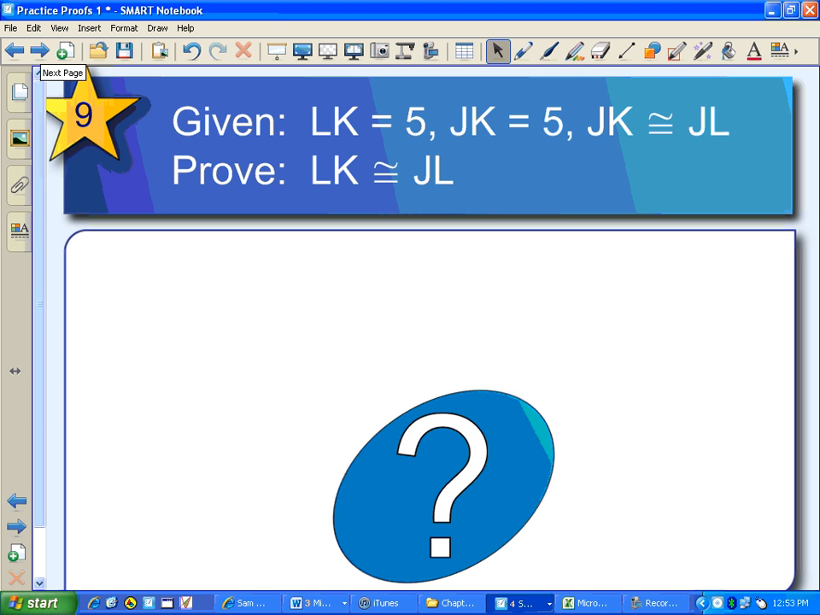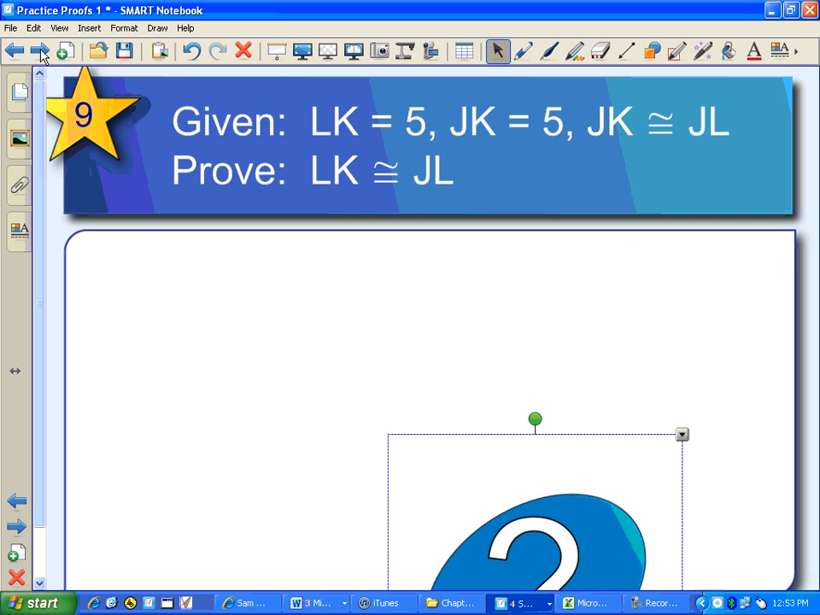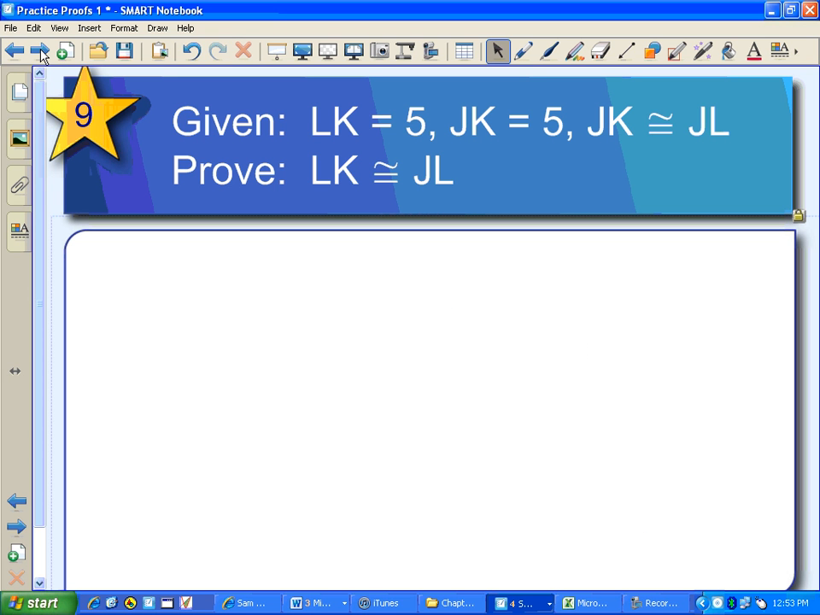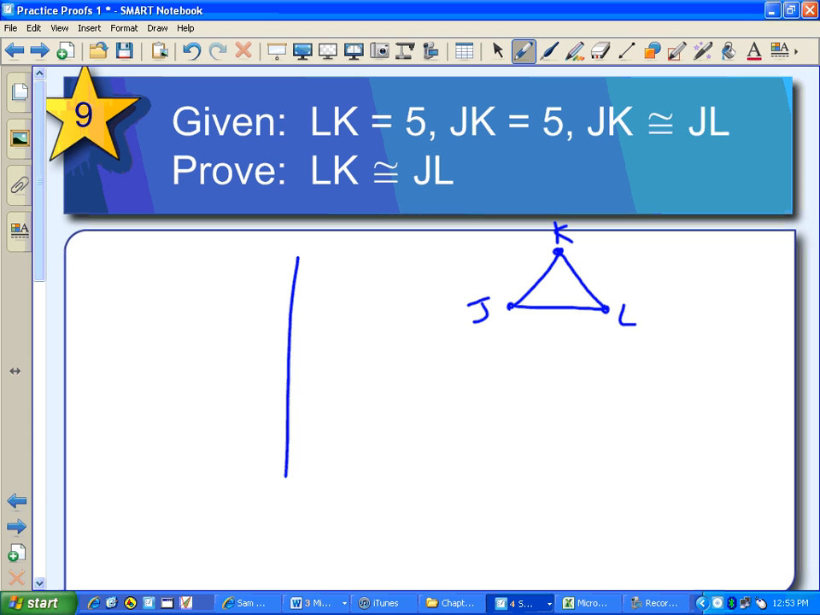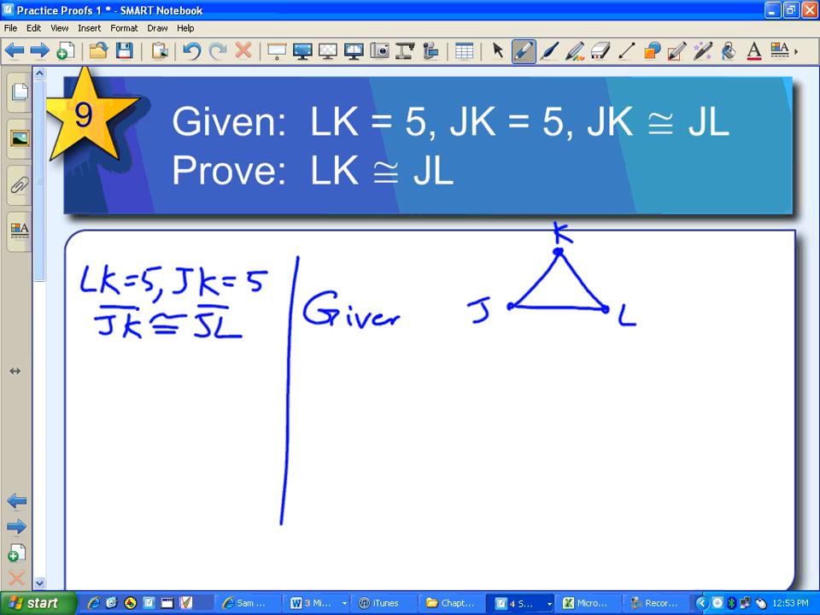Okay, let's do another one. Now, up in the givens, it doesn't say anywhere that these are collinear points, so I don't want to make an assumption that they are. So I'm going to make sure that I set them up as non-collinear points. It might turn out that they end up being collinear, but for my picture, unless I'm given that, I don't want to make that assumption. They tell me that LK is 5. They tell me that JK is 5, and they tell me that JK is congruent to JL. This is all given information.